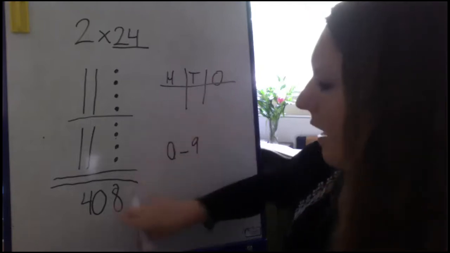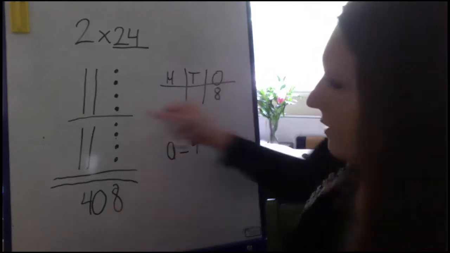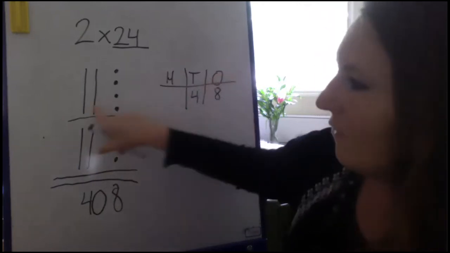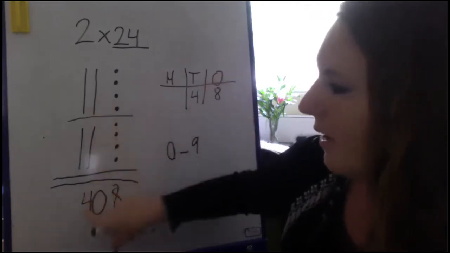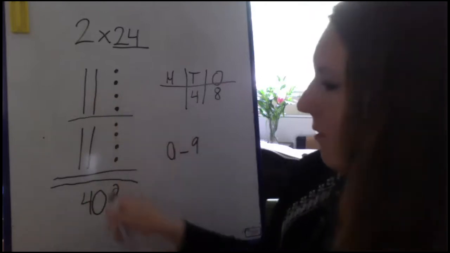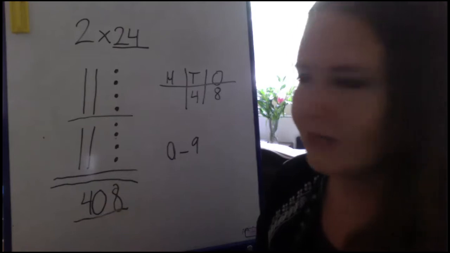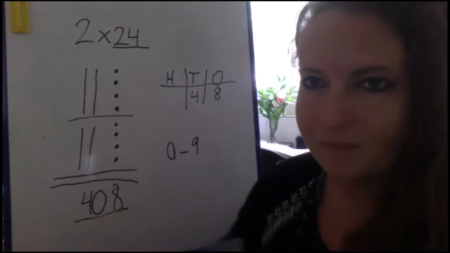So here in this case, I have 8 ones, which I can see, and I have 4 tens. Even though that is 40, because I know I have 4 tens, which is 40. But remember that, because that is quite a common mistake, and that is definitely not 408. So be careful with that.